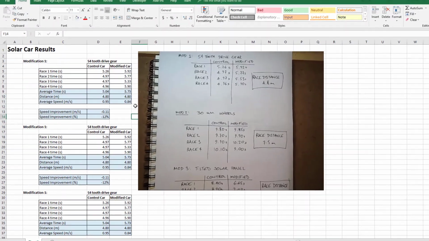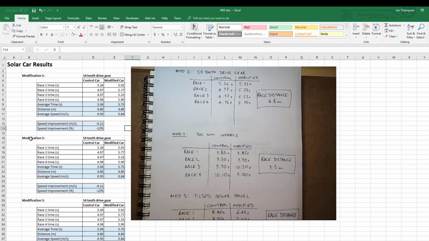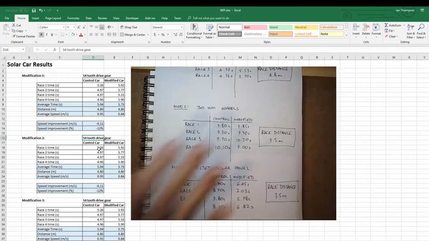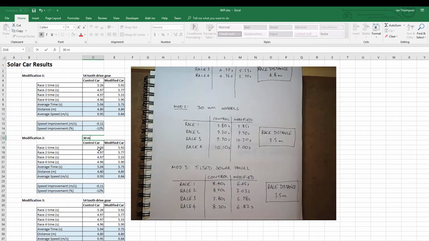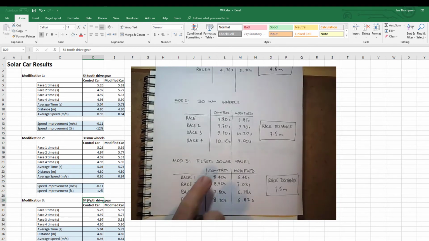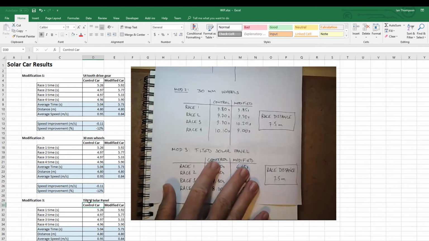And now you can see I've got 3 different tables. So all I need to do now is come into here and just change modification 1 to modification 2. And I'll come down to modification here and make that modification 3. And I'm just going to change this information. So this one here, that was my 30mm wheels. And down here was my tilted solar panel. Okay, they were things that seemed to make quite a difference.